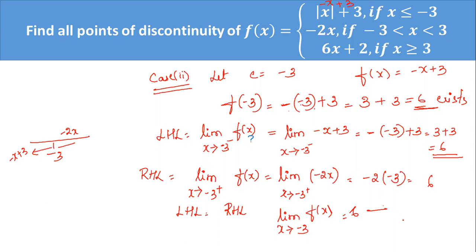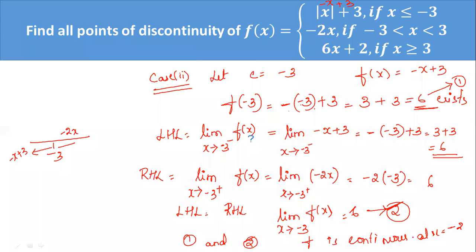Okay. So from 1 and 2, what we can conclude, students? It is continuous. f is continuous at x is equal to minus 3. At x is equal to minus 3, the function is continuous.